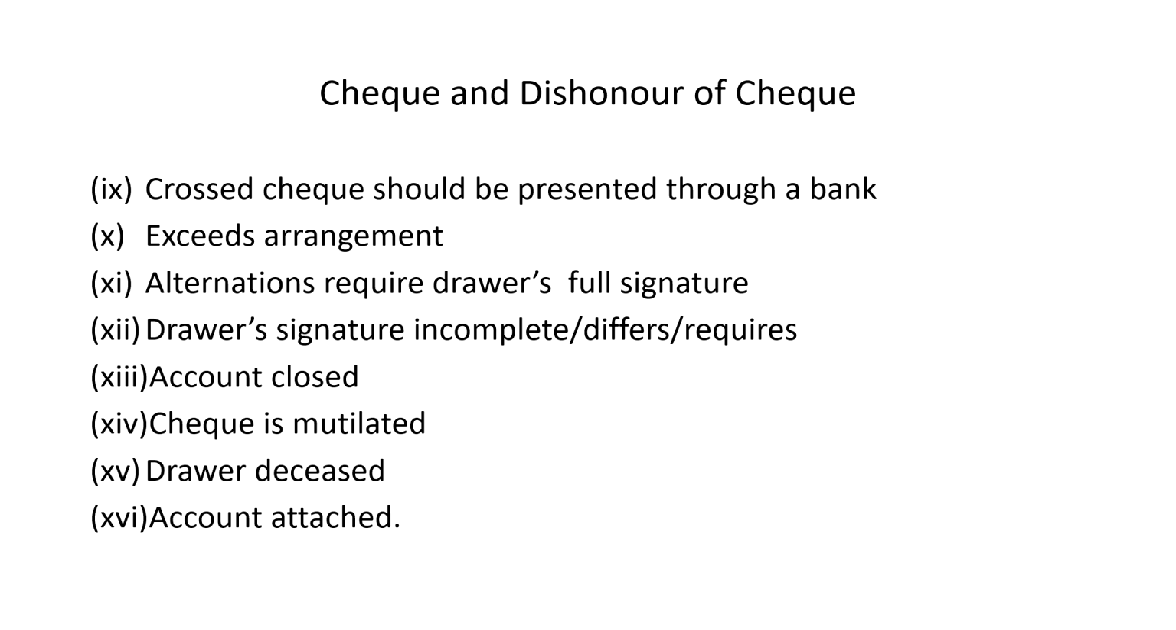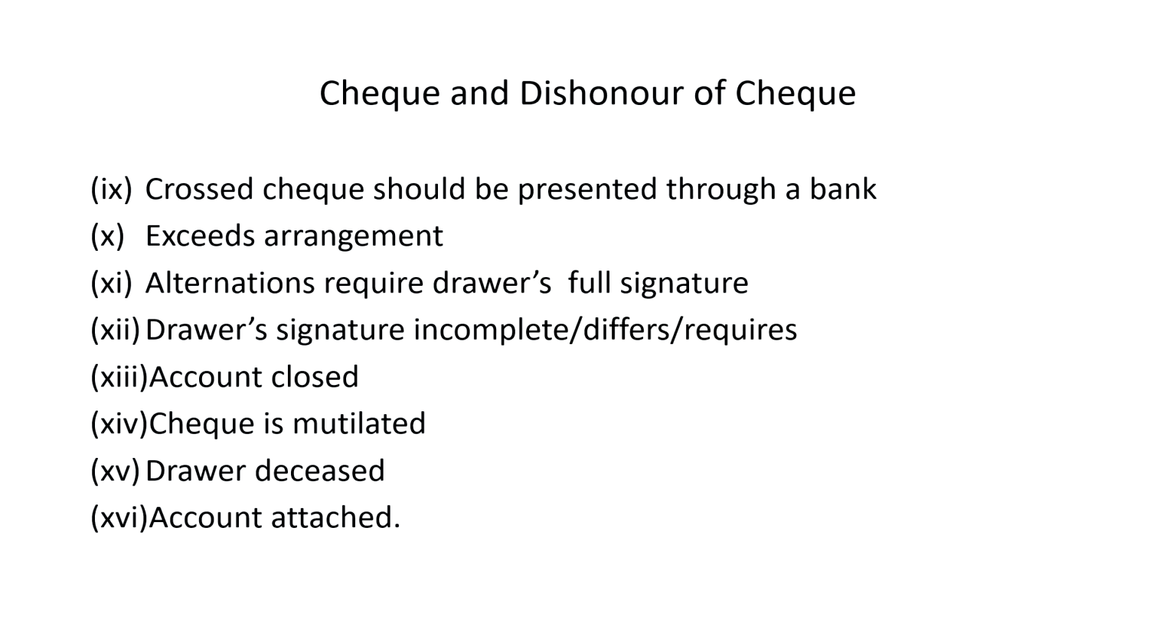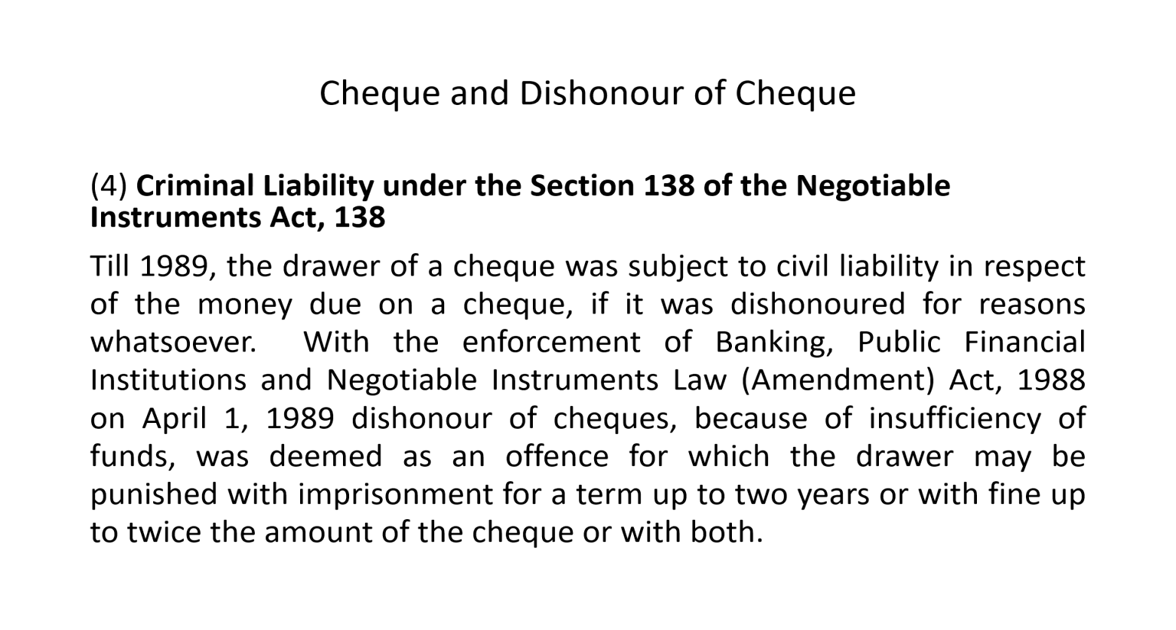The drawer's signature incomplete, differs or required. As I have told you, it is the only means available in the hands of the banker to ascertain or certify whether the check has been issued by the right person or not; that will be verified with the help of signatures only. So, whenever the bank has some doubt about the signature, that it might be incomplete or differs, it will return the check mentioning those reasons. Other reasons are: account closed, check is mutilated, drawer deceased, account attached. These are the grounds on which the check can be dishonoured.